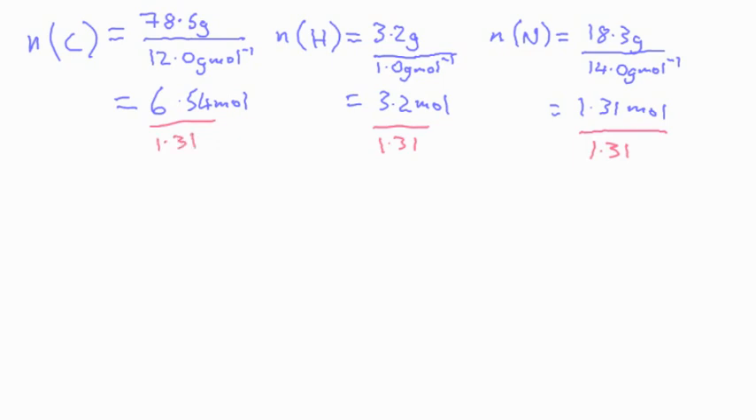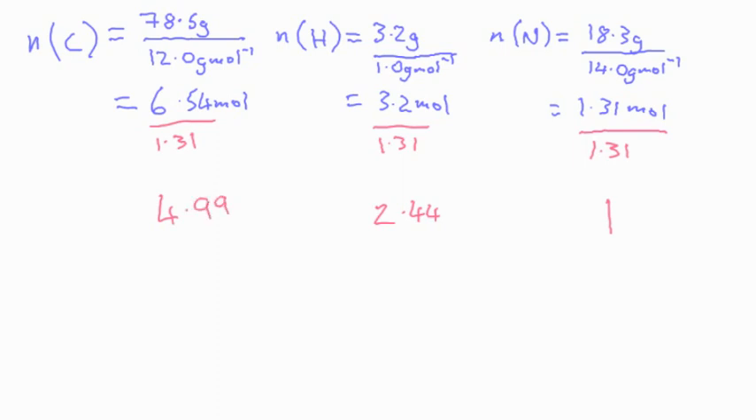Alright, so for nitrogen, that's nice and easy. 1.31 divided by 1.31 is just 1. For our hydrogen, 3.2 divided by 1.31 works out to be 2.44. And 6.54 divided by 1.31 turns out to be 4.99.